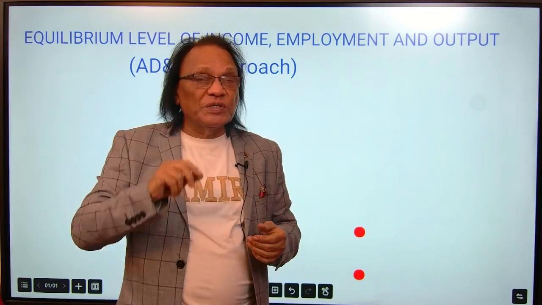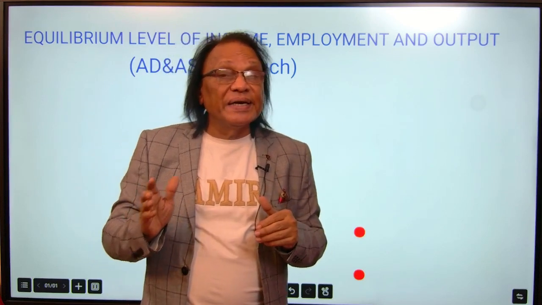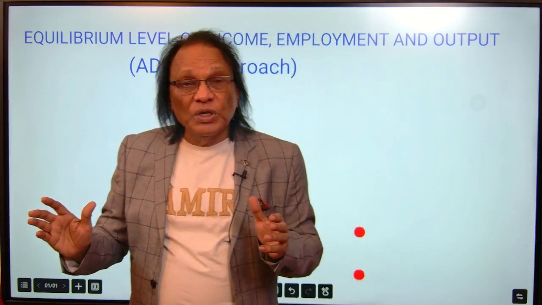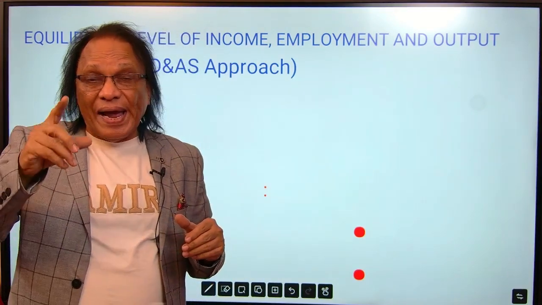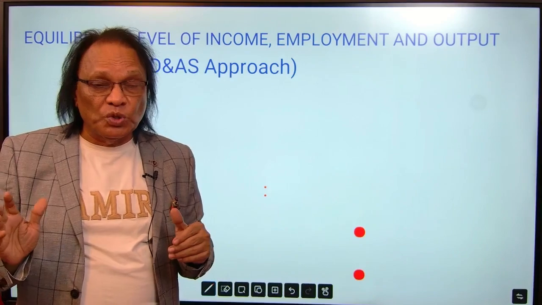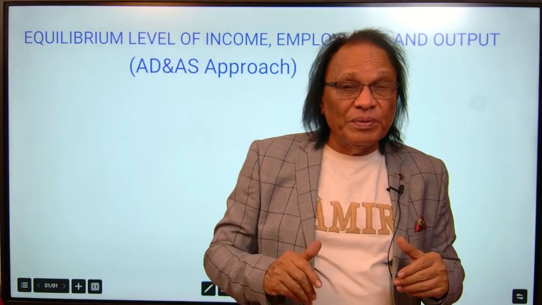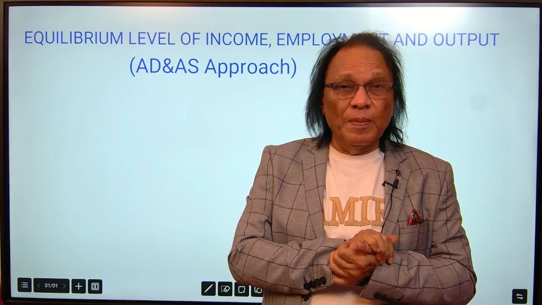There are two approaches for this. One is called the AD-AS approach, aggregate demand and aggregate supply approach, or we can also call it the C+I approach, that is consumption plus investment approach, that is aggregate demand approach. What exactly is equilibrium level of income, employment and output?